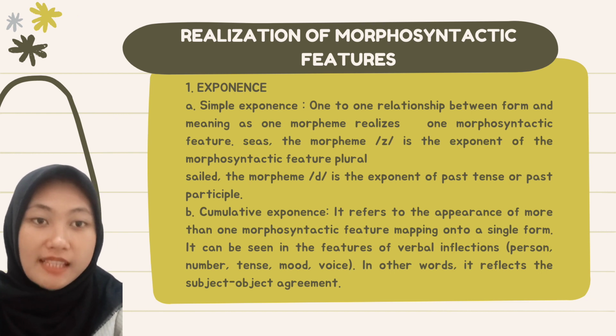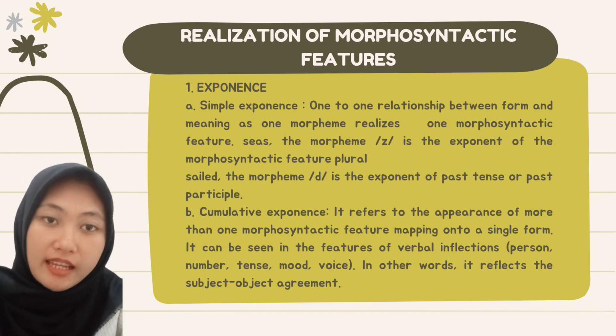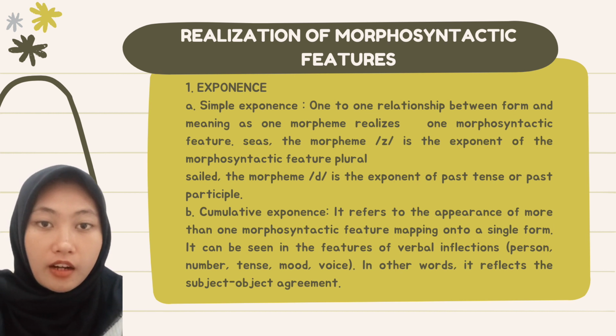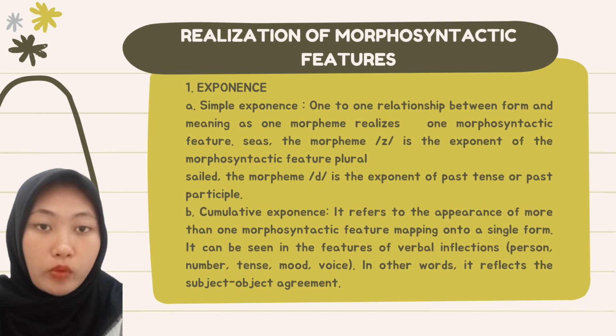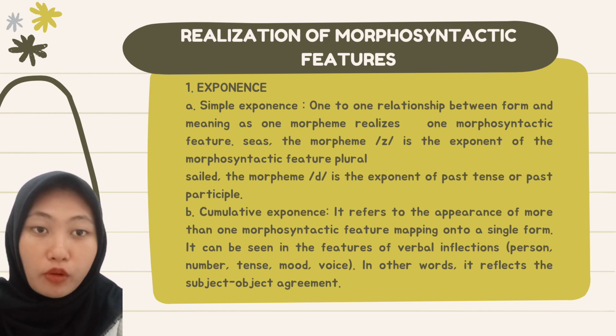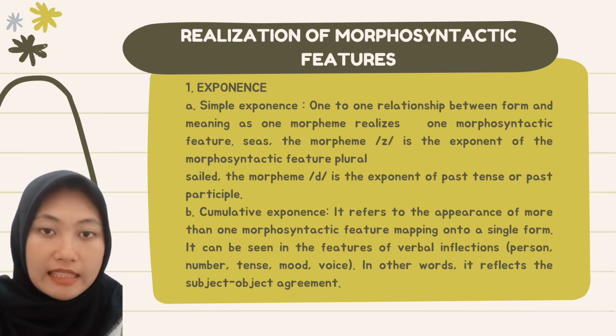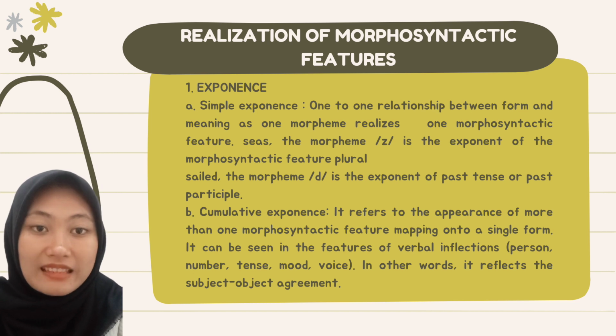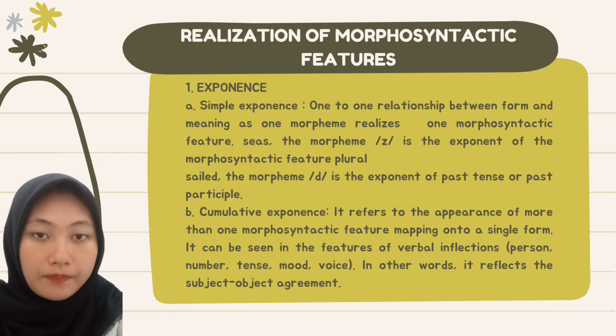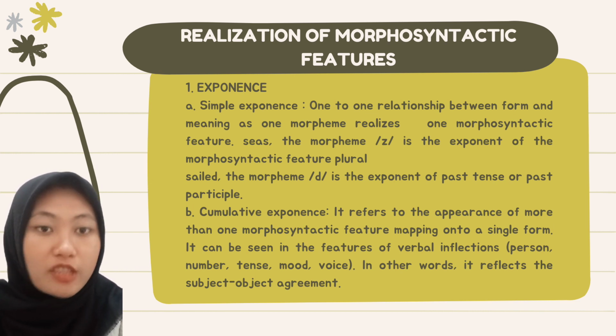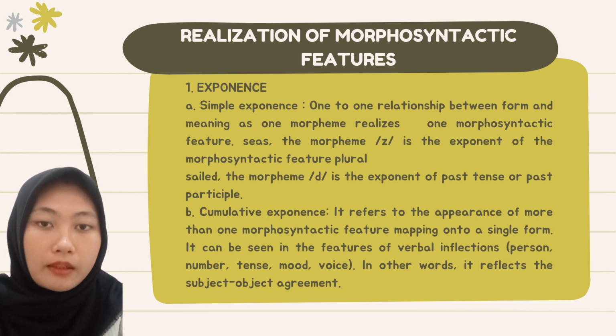Realization of morphosyntactic features. The first one is exponents. There are four parts of exponents. The first one is simple exponents: a one-to-one relationship between form and meaning, where one morpheme realizes one morphosyntactic feature. Like in "seas", the morpheme z is the exponent of the morphosyntactic feature plural. In "sailed", the morpheme t is the exponent of past tense or past participle.